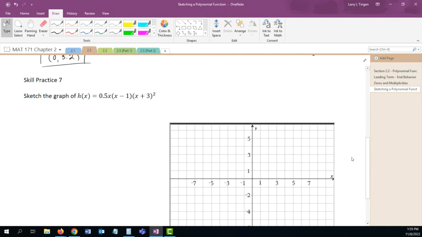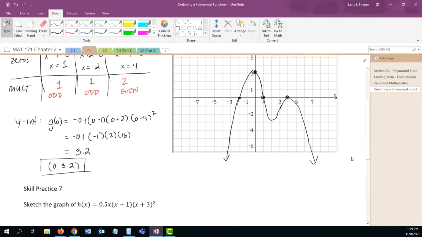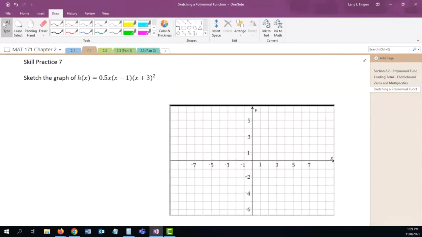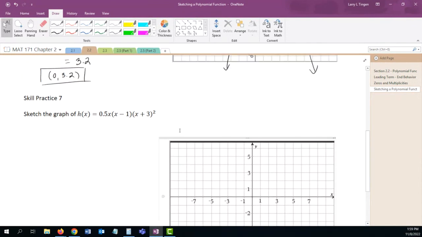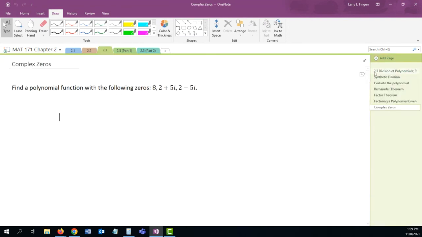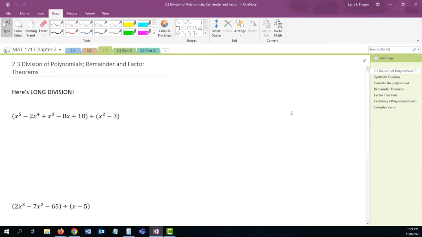Lastly, sketch the graph. Let's skip that. I'll put this on the video for next time. I'll finish this up and post it as well. I want to get into 2-3 because it is a long section, and that was pun not intended, but it is kind of a pun, and that's because we're back.